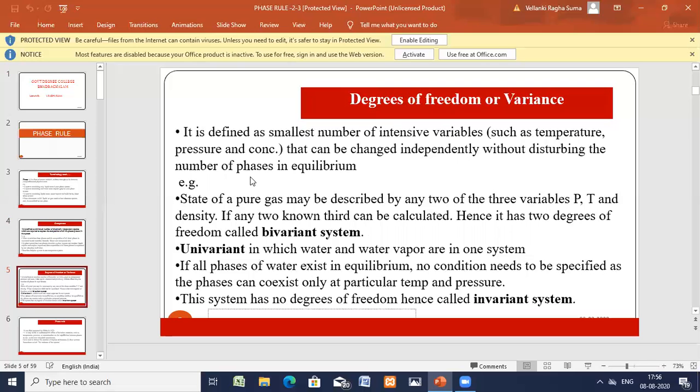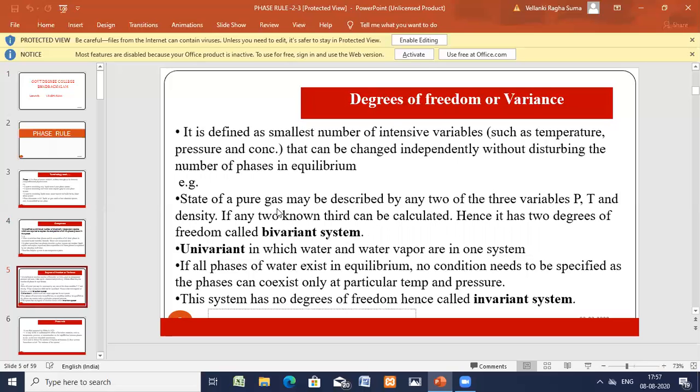Such type of variables are called the degrees of freedom or variance. Degrees of freedom, almost freedom. They are intensive variables. They change independently, with freedom, without disturbing the phase equilibrium. So you change the temperature, it is independent of pressure and concentration, and the phases in equilibrium don't change. If you change the pressure, the temperature doesn't change, concentration doesn't change, and phases in equilibrium don't change.